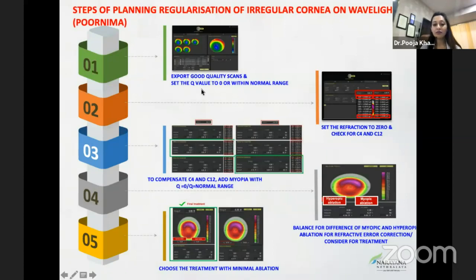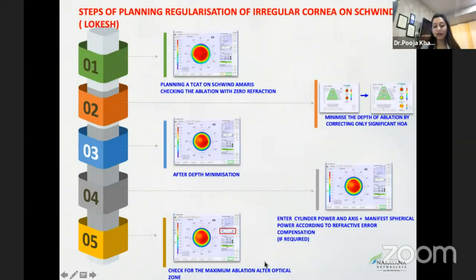And this is just a simple flow chart: you first export the good quality scans from Topolyzer to a WaveLight platform. You set the refraction to 0 and check for the C4, C12 value. You compensate for the C4, C12 value by adding myopia when your Q value is normal. You balance the difference of the hyperopic and myopic ablation, and then you consider it for the treatment.